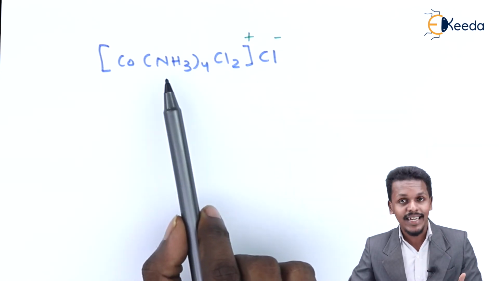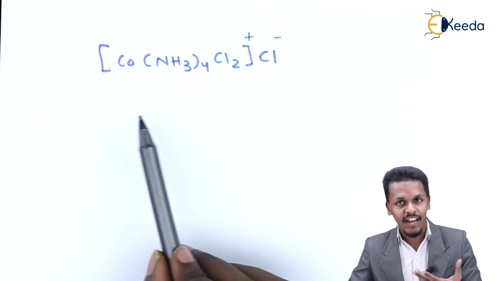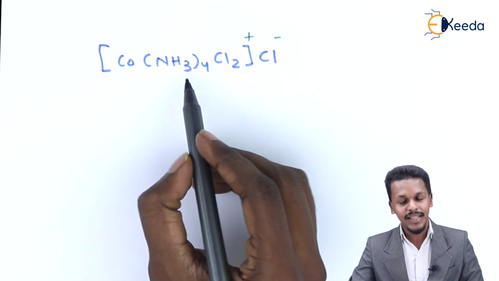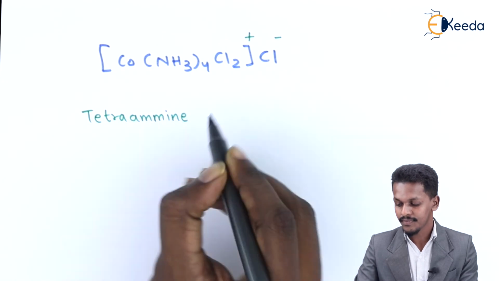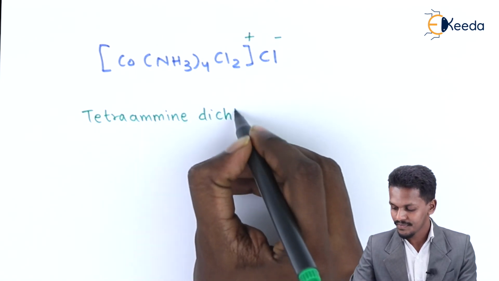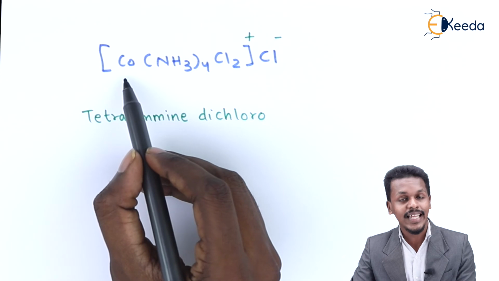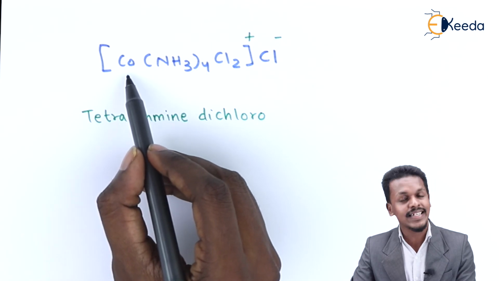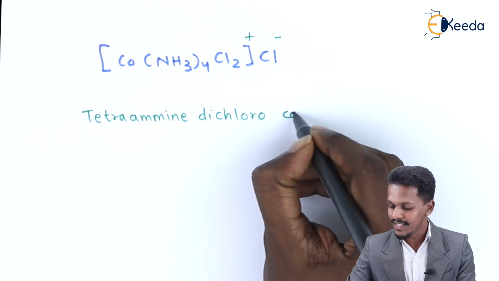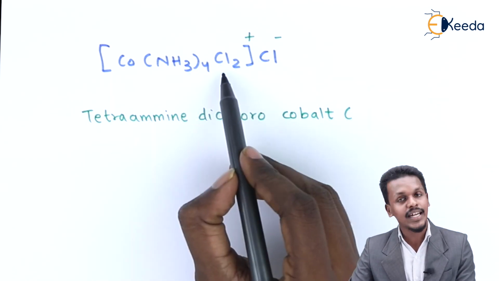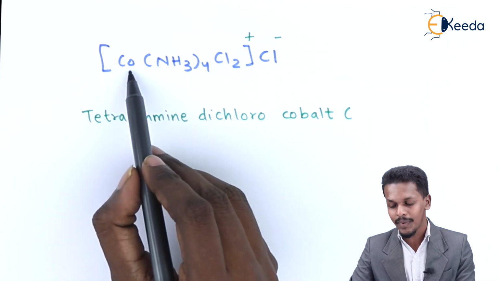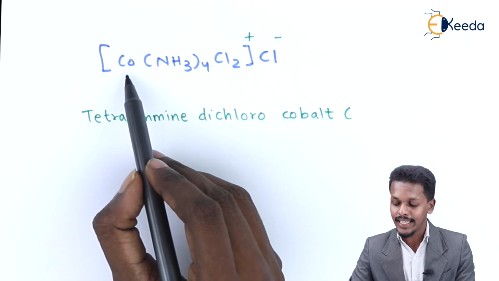But the amine comes first according to the alphabetical order. So therefore we could name this one as tetraamine dichloro, and after that we have to provide the name of the metal ion. In this case it is cobalt, so we'll write it over here as cobalt, and we have to find out the oxidation number. In that case we'll get to know that the oxidation number of this cobalt would be found to be 3.